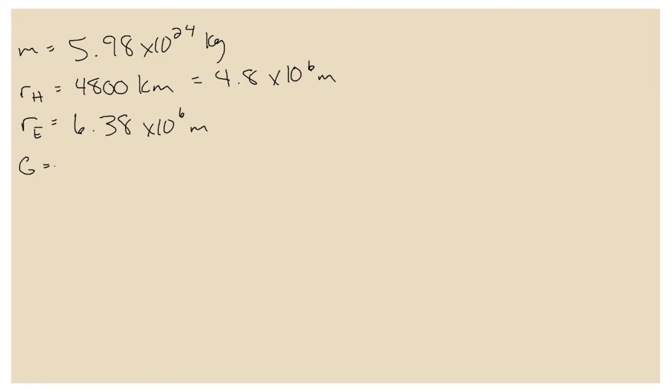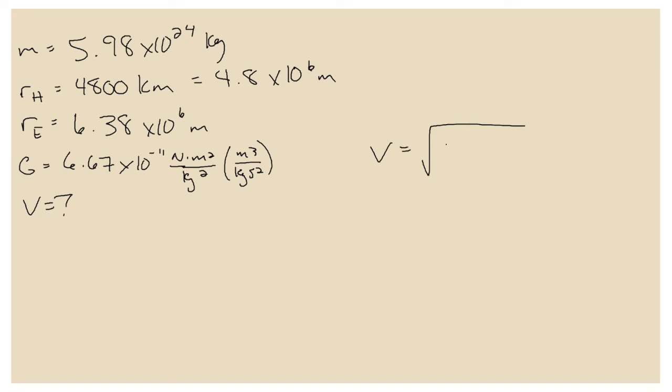And here, of course, big G is 6.67 times 10 to the negative 11 newton meter squared per kilogram squared. Notice we can also write that as meters cubed per kilogram second squared. I'm actually going to plug that in because I want to show you how the units work out here. And then we're looking for the speed. The speed is the square root of GM over r.